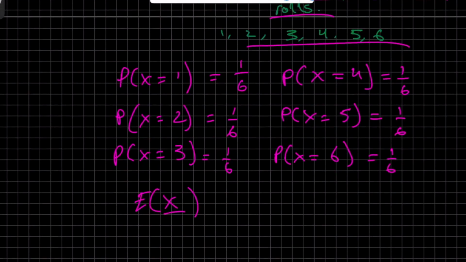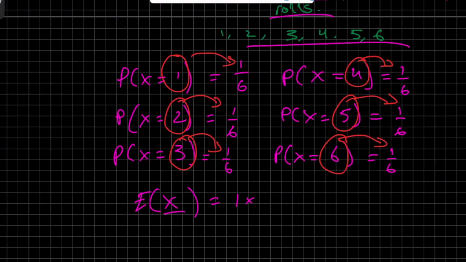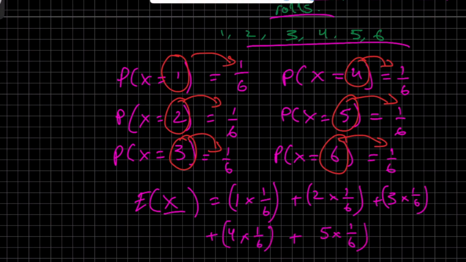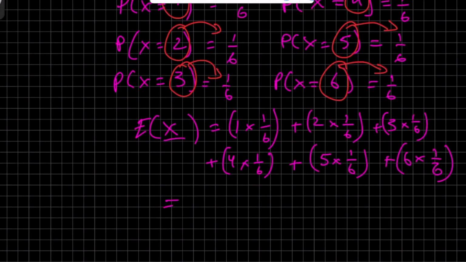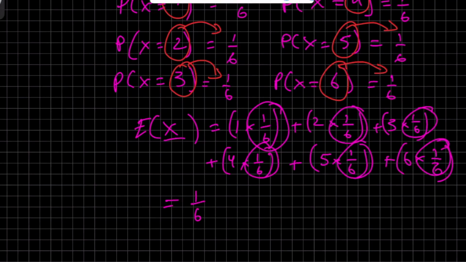If we use our formula as before, where we multiply the outcome by its respective probability, this should equal 1 times 1 over 6, plus 2 times 1 over 6, plus 3 times 1 over 6, plus 4 times 1 over 6, plus 5 times 1 over 6, plus 6 times 1 over 6. Again, just to make our math a little bit easier, we can factorize out this 1 over 6 from each of these brackets. So that should give us 1 over 6 times 1 plus 2 plus 3 plus 4 plus 5 plus 6.